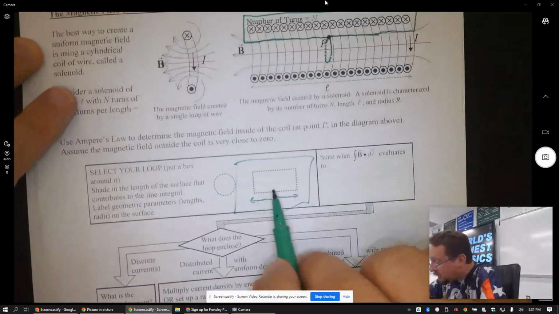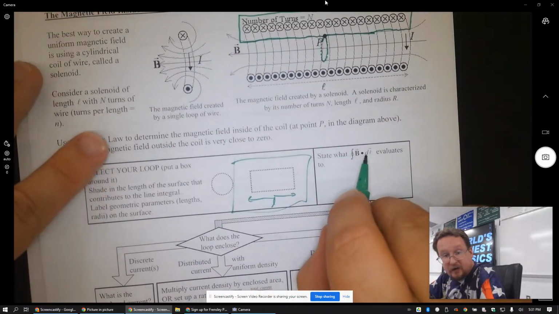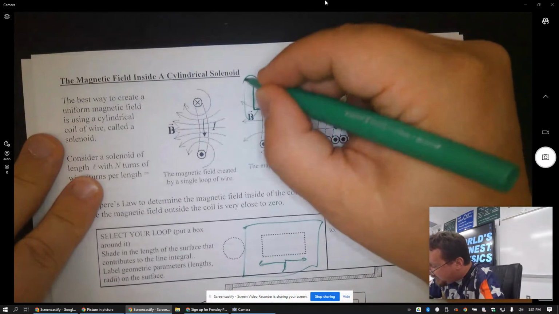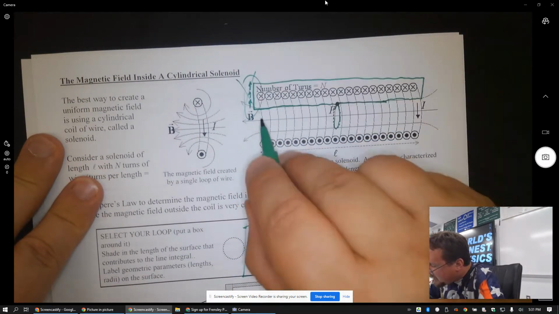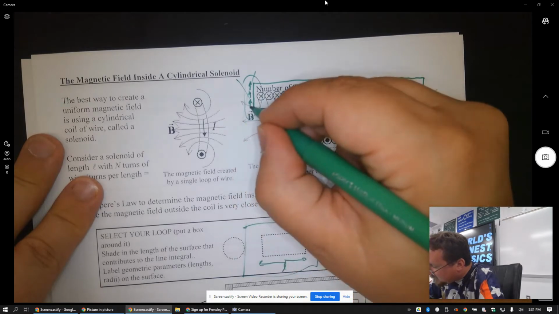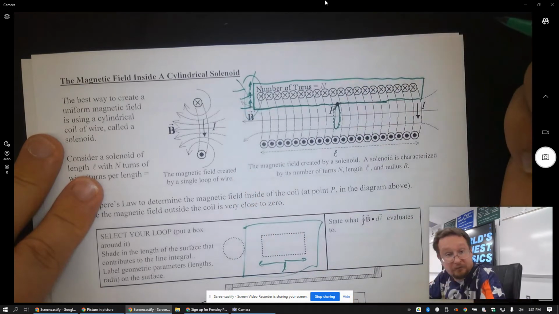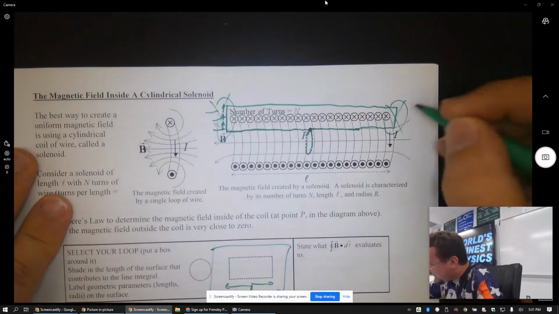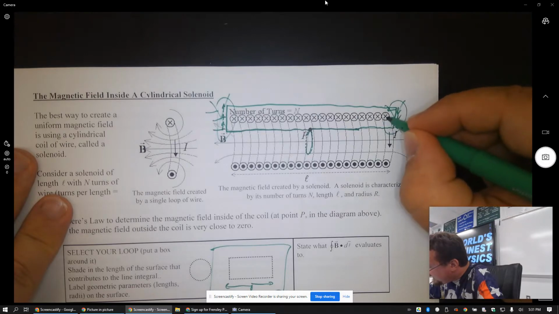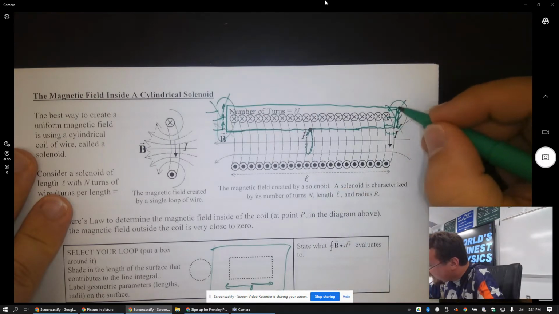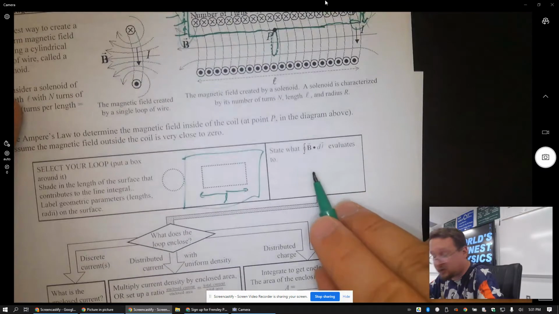Now, which part of the path contributes to integral B dot dl? Not this piece, because here the little dl's go up, up, up, but the magnetic field goes out, out, out. That's perpendicular, so the dot product gives you nothing. Same thing here. The little dl's go down, down, down, and the magnetic field points into the solenoid. That's perpendicular, so it's 0, 0, 0, nothing.